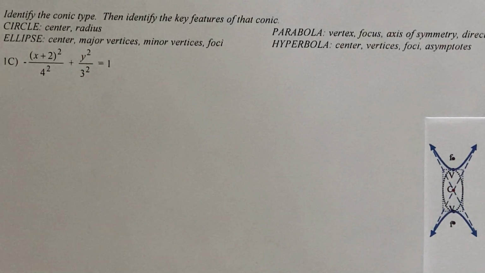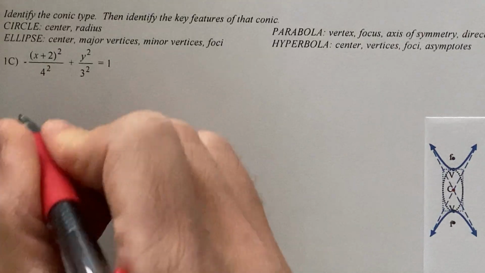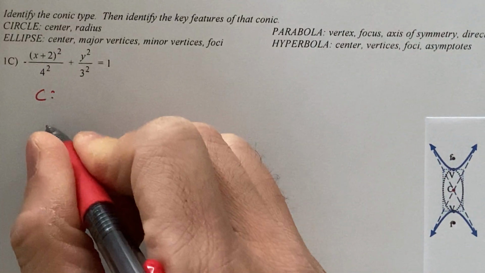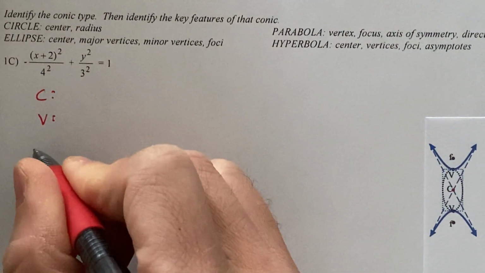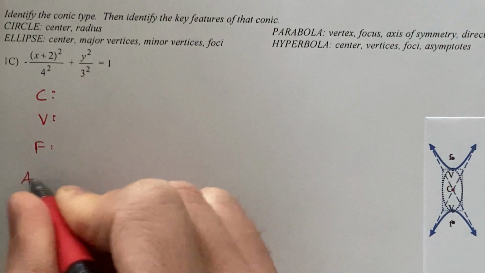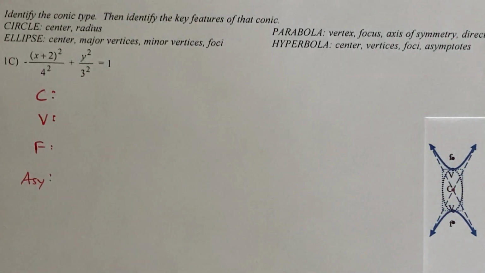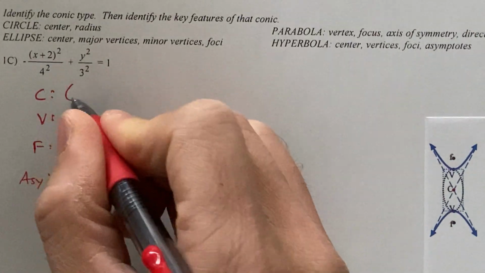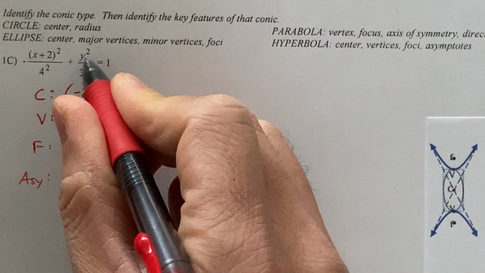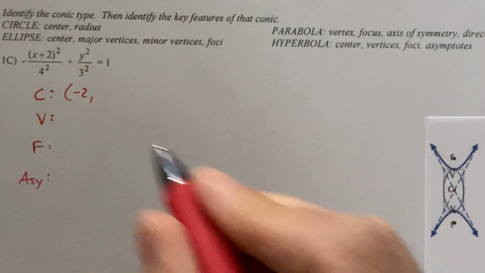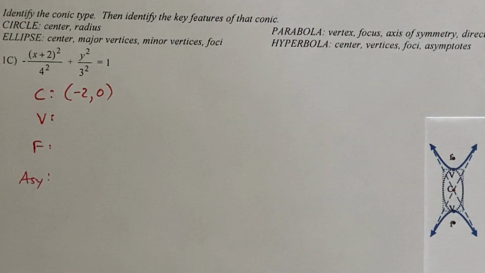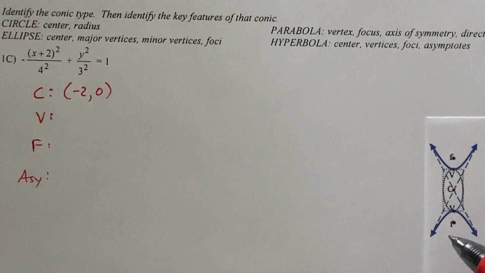So once I know it's a hyperbola, my job is to identify the center, the vertices, the foci, and then the asymptotes. Okay, so again, the center is staring right at us. Be careful. This is so easy, it's hard. Technically, it's y minus 0. Okay, the vertices are above and below.